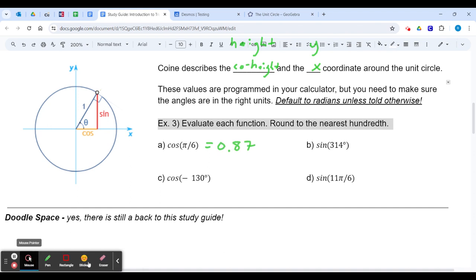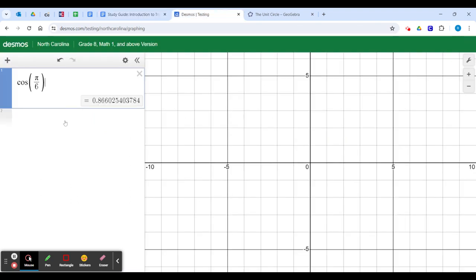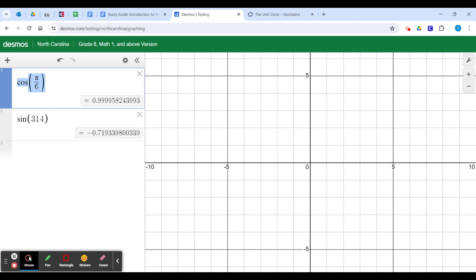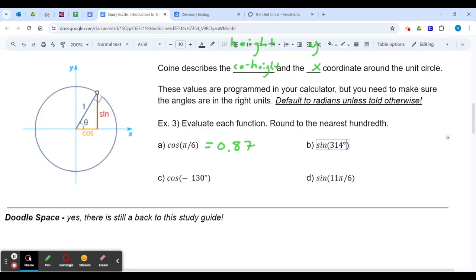Okay, moving on to B, I have sine of 314. Notice how this is in degrees. So I'm going to type that in as sine of 314. And notice how it gives me one thing here. But if I change my unit to degrees, which we should be in here, notice how both my answers change, the problem A and part B. So we got to make sure our units are correct. So in this case, sine of 314, we get negative 0.72.